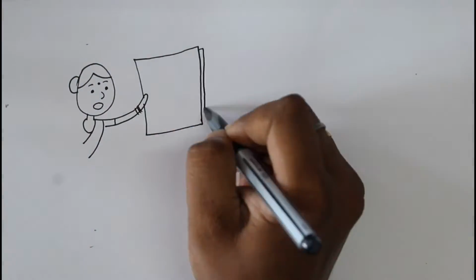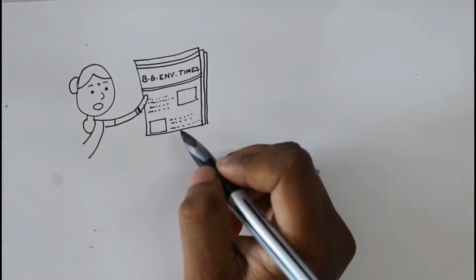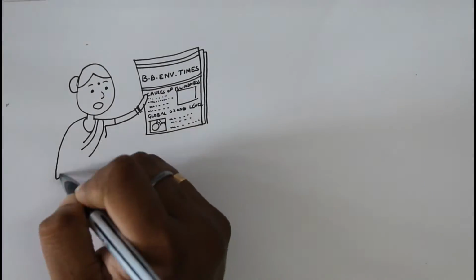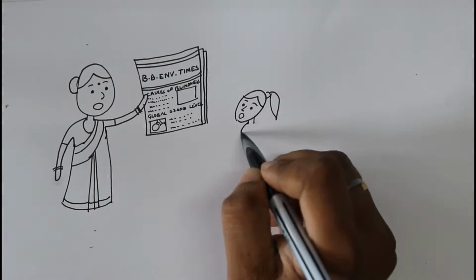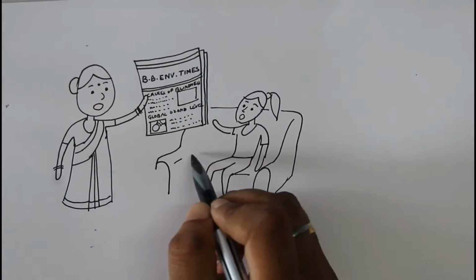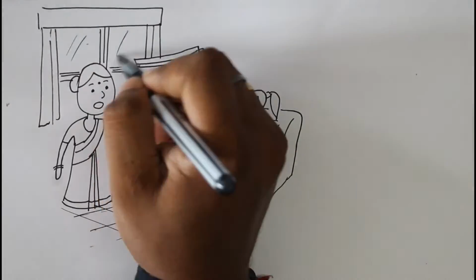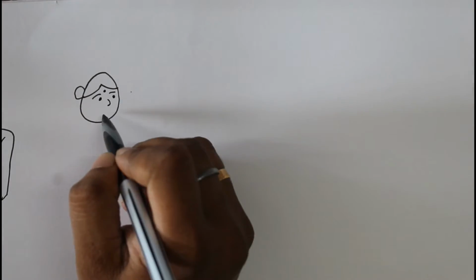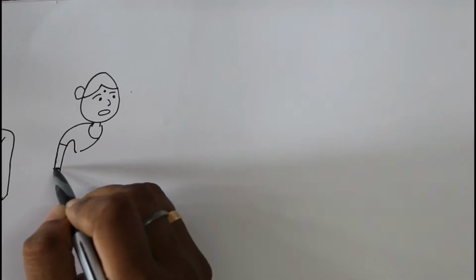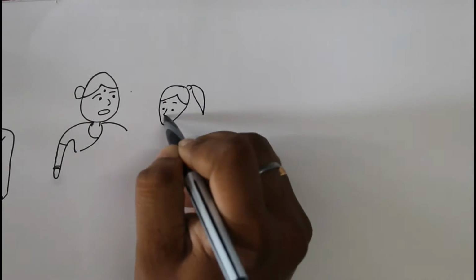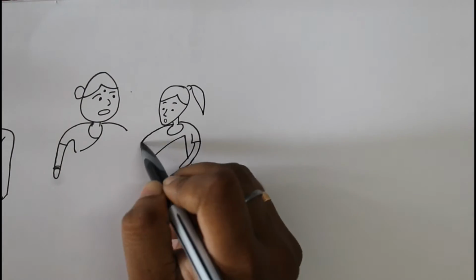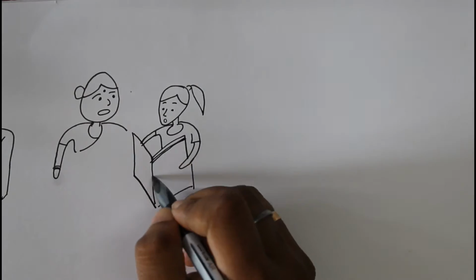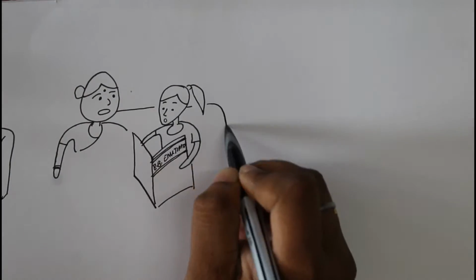Hey Radhika, did you read the newspaper today? They are talking about ozone layer depletion and the ultraviolet radiations. What's that got to do with me? Reduced ozone levels as a result of ozone depletion mean less protection from the sun's rays and more exposure to ultraviolet radiation at the Earth's surface.